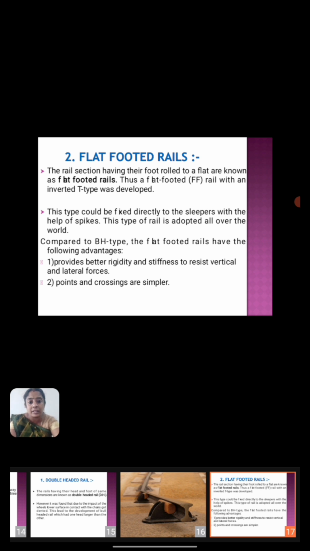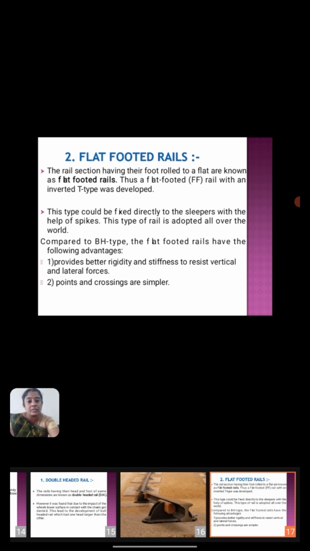And flat-footed rails. Flat-footed rail is nothing but a change in the foot section. As I said previously, the rail section consists of a rolled steel I section, and the top portion is called the head and the bottom portion is called the foot. In the foot, the foot surface will be flat, when compared to the double-headed rails, where both the top and bottom are of the same dimension.